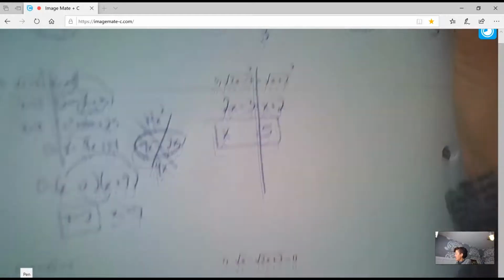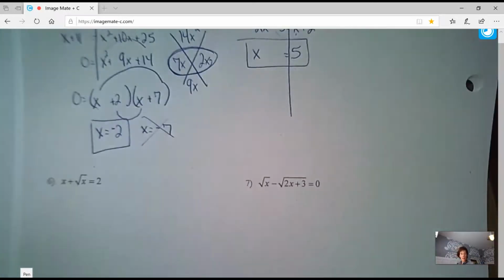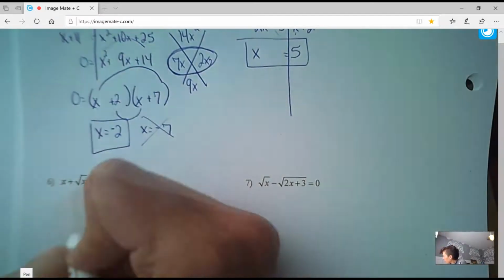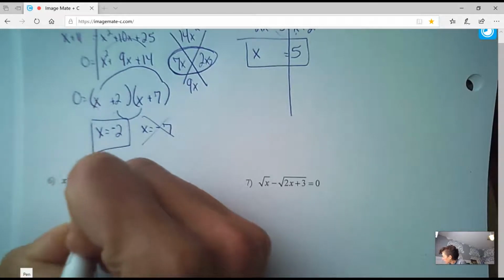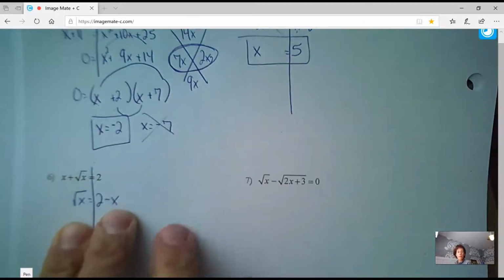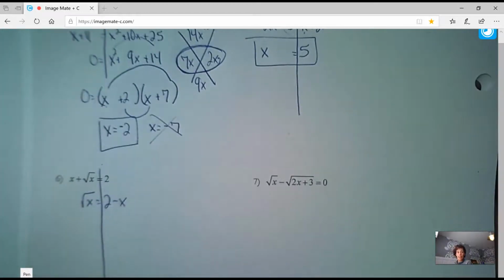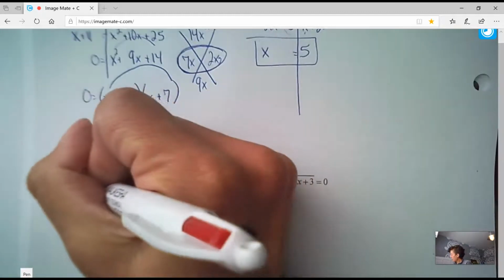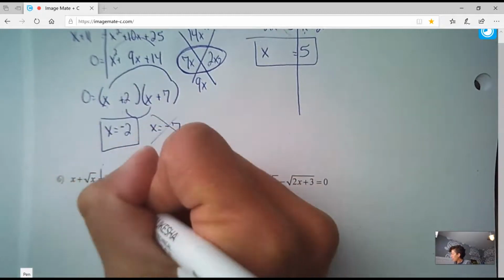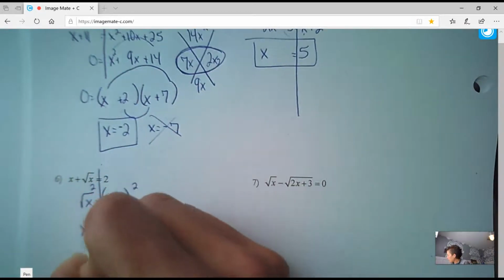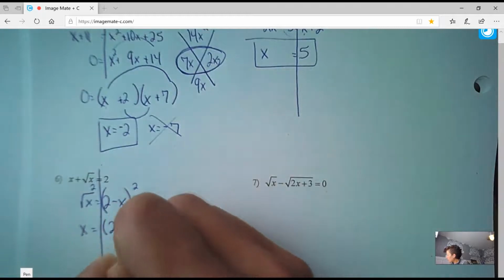So on 6 and 7, what I will have to do now is this active step of isolating the radical. So I will subtract the x over. And now this problem looks really similar to this one. So now to start isolating x, I will have to undo this radical first. So I'm going to square this side, and that means I'm going to square this side, all of it. So when I square this side, I'm just left with x, and this squared means I actually have 2 of these.